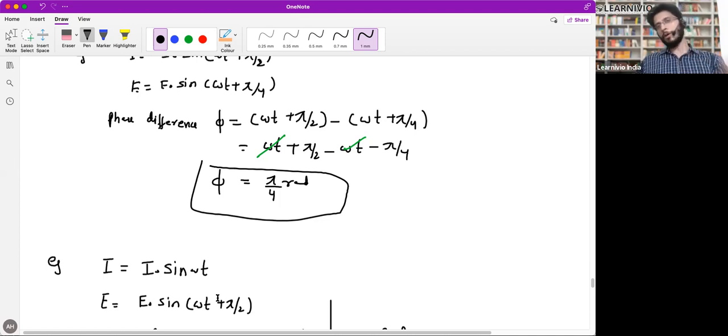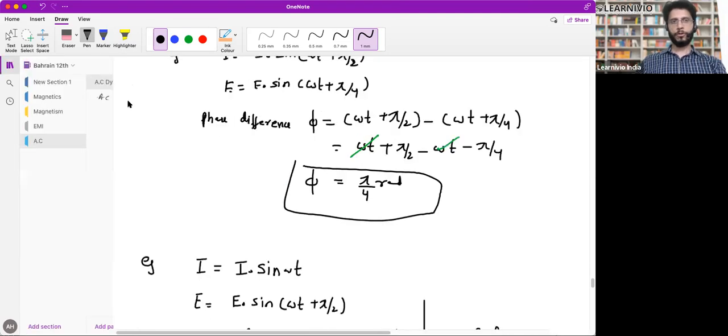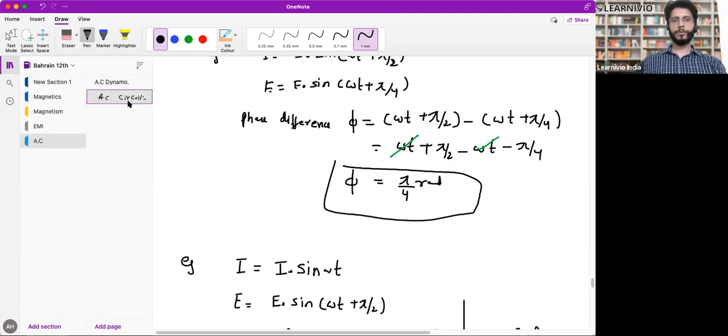Okay, Mariam, what's the formula of power factor? Cos phi, right? So if phi is pi by 2, then how much is power factor? Cos pi by 2.